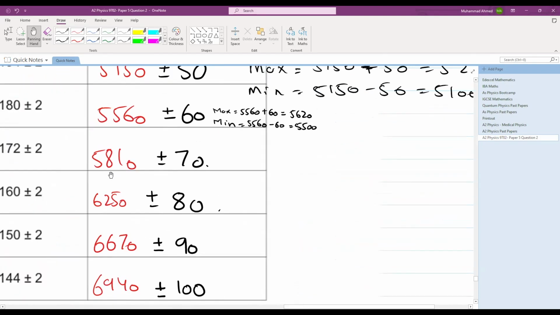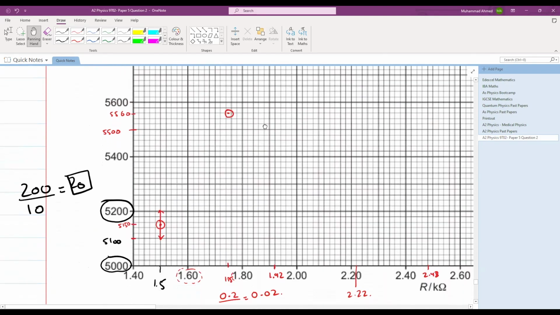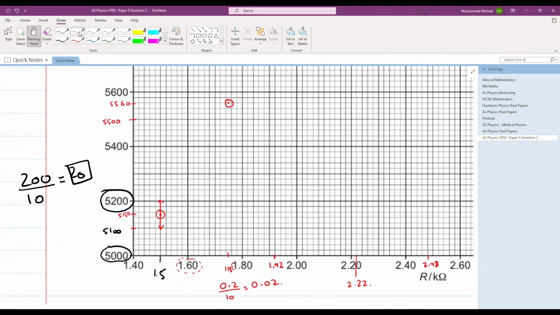Okay, let's go there. 550. Yeah. So your minimum value is 5500. Perfect. So we will have a point here. Perfect. Your maximum value is 5620. So you will have a point here. Let's make an arrow here. Let's make a line in between. Make sure you are paying special attention to everything that you do on the graph because this carries all of the marks in question 2. So yeah, somewhat like this.